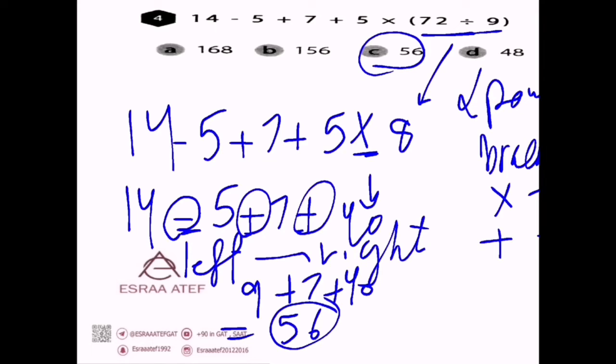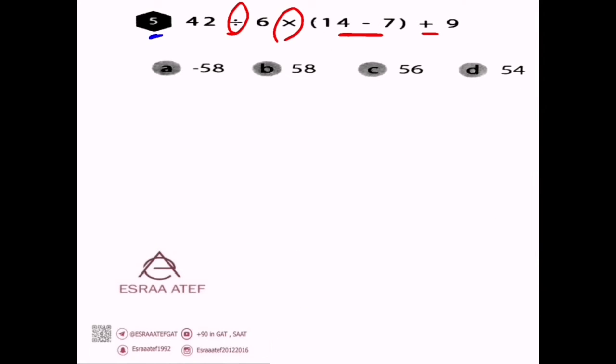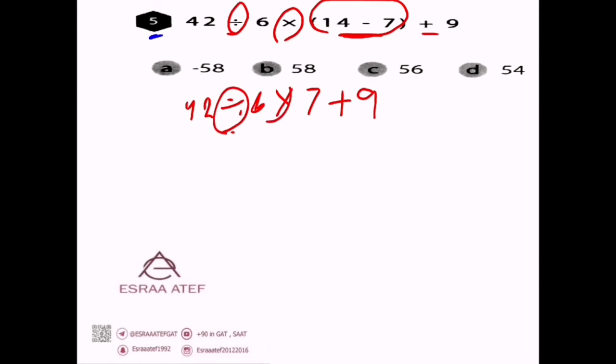We said that the order is powers, brackets, multiplication or division, adding or subtracting. Here we don't have powers. What else do we have? We have division, multiplication, brackets, and adding. So first we will solve the brackets. So 42 divided by 6 times the brackets, which is 14 minus 7 equals 7, plus 9. And then we will solve the division and the multiplying.